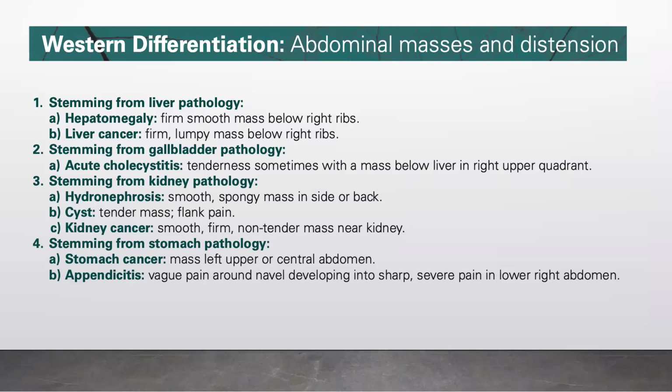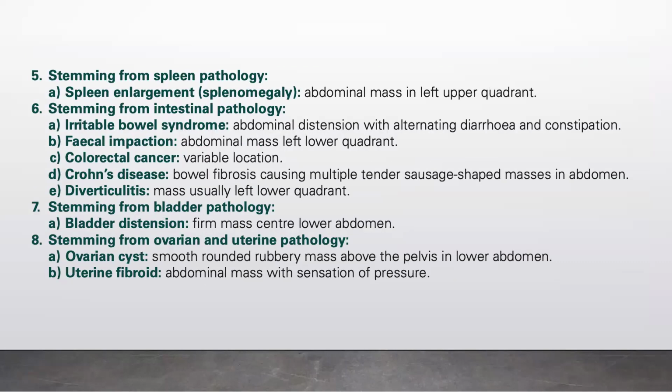And number four is stemming from stomach pathology. Stomach cancer, there is a mass on the left upper or central abdomen. There's appendicitis, where there's vague pain around the navel, developing into sharp, severe pain in the lower right abdomen. Number five is stemming from spleen pathology, where there's spleen enlargement or splenomegaly, which is an abdominal mass in the left upper quadrant.